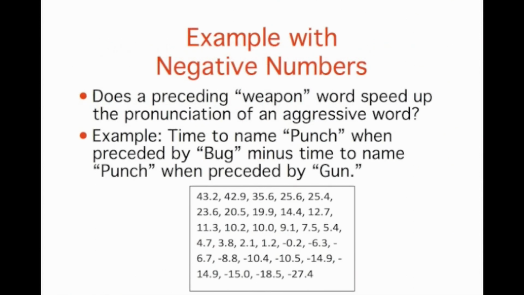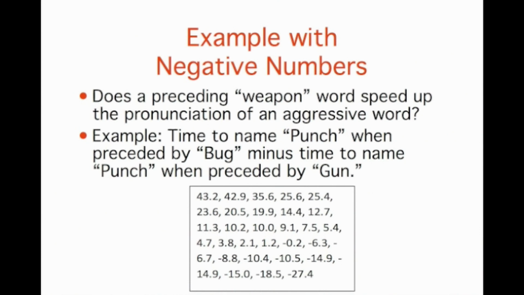The data shown here are from a study on aggressive thinking. Each value is the mean difference over a series of trials between the time it took an experimental subject to name aggressive words, like punch, under two conditions. In one condition, the words were preceded by a non-weapon word, such as bug. In the second condition, the same words were preceded by a weapon word, such as gun or knife.